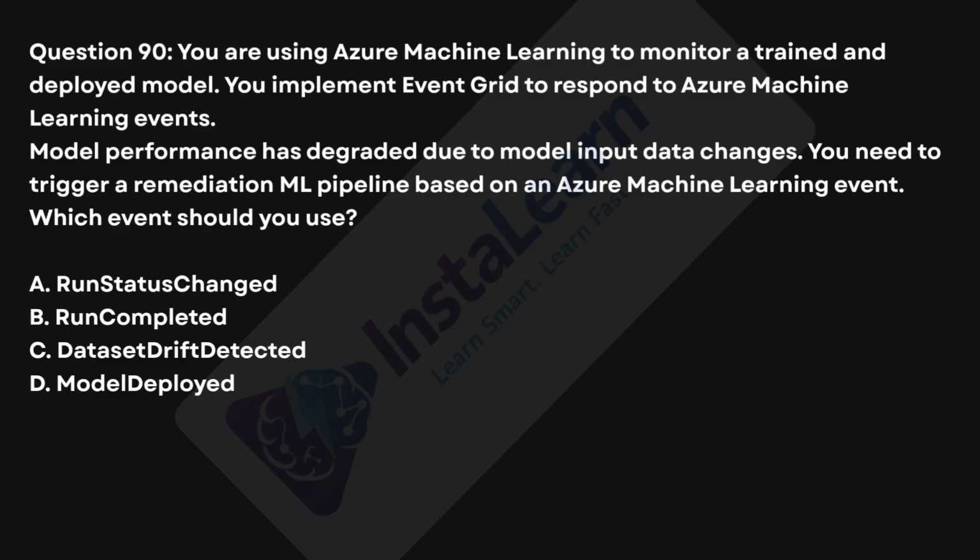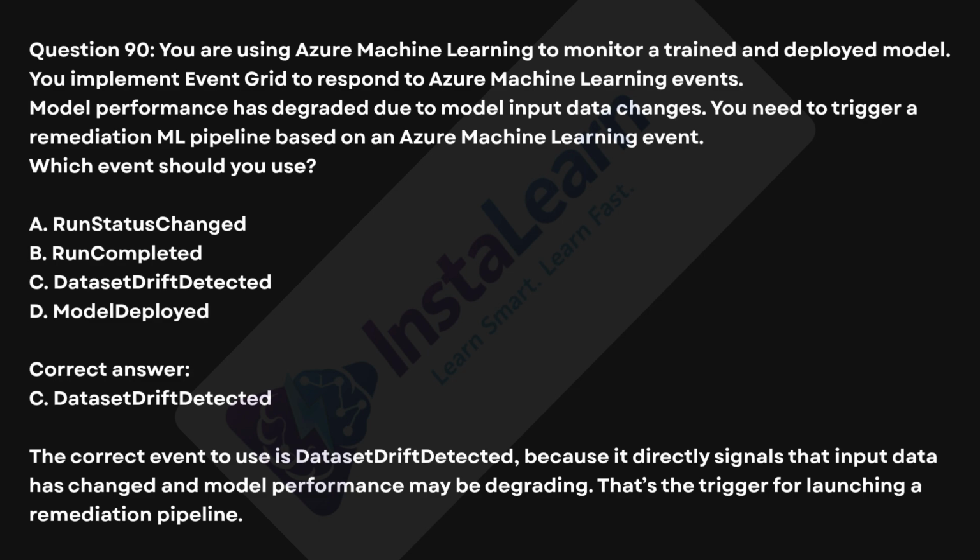A. Run status changed. B. Run completed. C. Dataset drift detected. D. Model deployed. Correct answer is C, dataset drift detected. Here's why. The correct event to use is dataset drift detected, because it directly signals that input data has changed and model performance may be degrading. That's the trigger for launching a remediation pipeline.